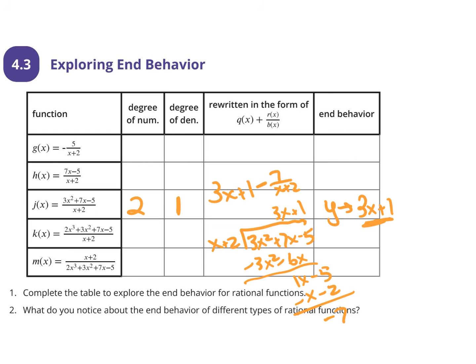We also have a vertical asymptote. So how do you find a vertical asymptote? Vertical asymptote, you set the denominator equal to 0 and solve, and you get x equals -2. So that means all of them have the same vertical asymptote. And I'm glad they use the same denominator for all.